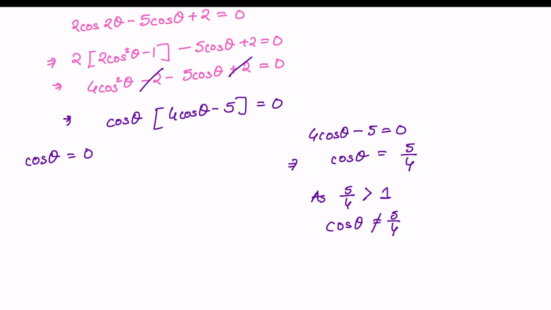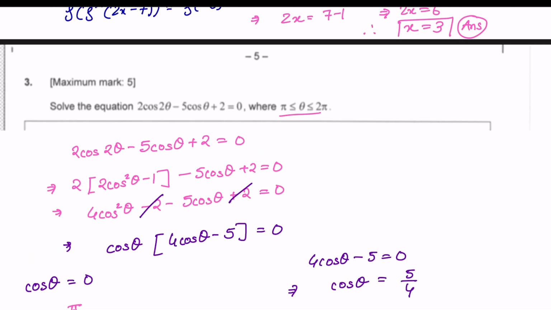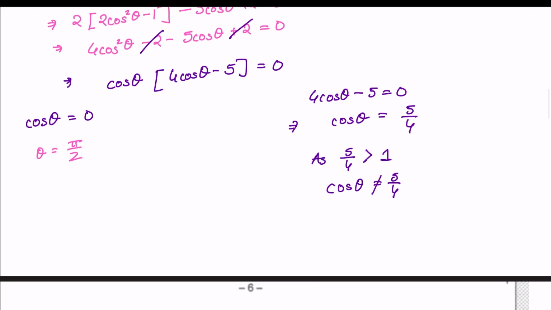Now, cos theta equals 0. The principal solution of this is pi by 2. But we want the solution between pi and 2 pi, right? So our actual answer, theta, would be pi plus pi by 2 because the value will repeat after pi. It's just 3 pi by 2.